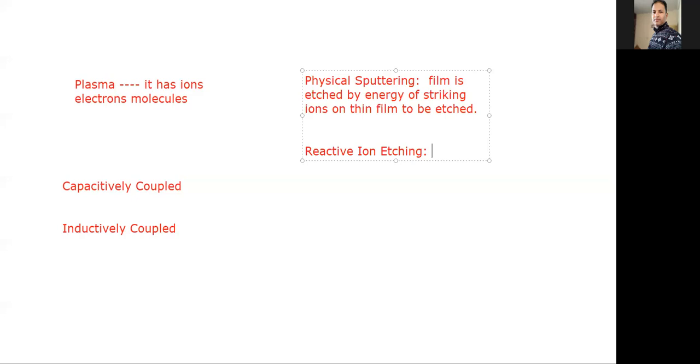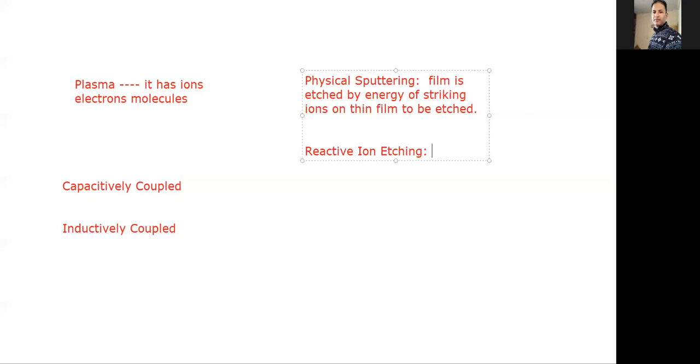A reaction means that your neutral radical molecules also interact with the thin film. So why is this different from physical sputtering? In physical sputtering, your ions will remove everything, whatever is in their way.